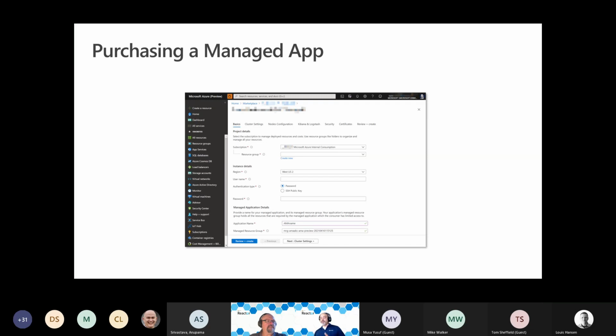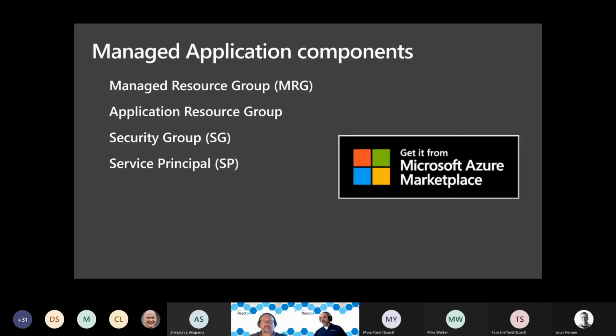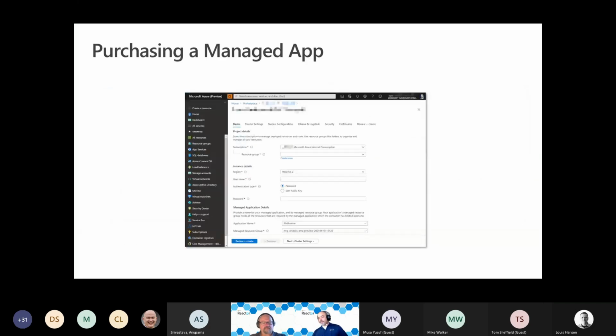Then depending on what you're deploying, you have to enter the username, passwords, SSH keys, and then at the bottom here, you will see that there is a section that says I need the application details for the managed resource group. So you have the application resource group, which is at the top, and this is the managed resource group where everything will be deployed for that publisher.